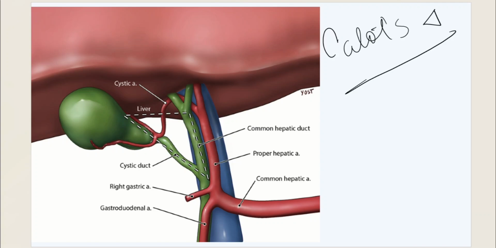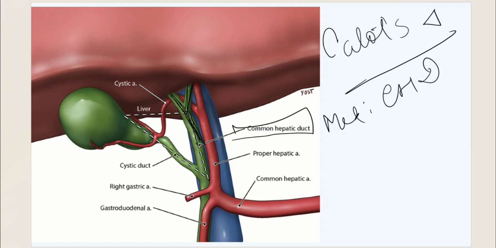So as you can see medially, what is it? This is the common hepatic duct. This green color structure is the right hepatic duct. This is the left hepatic duct, Y-shaped, and the stem of the Y is the common hepatic duct. This is the common hepatic duct, and it forms the medial border of Calot's triangle.